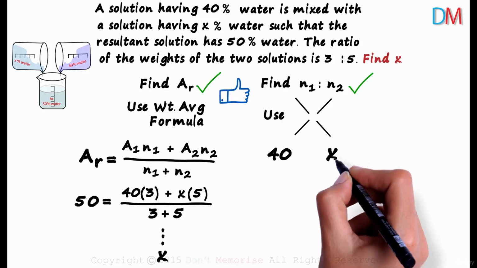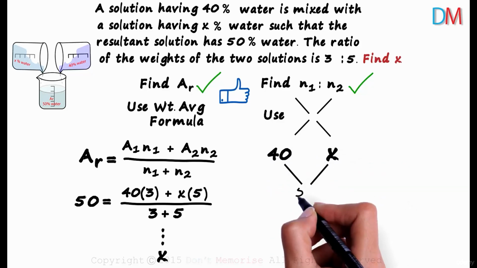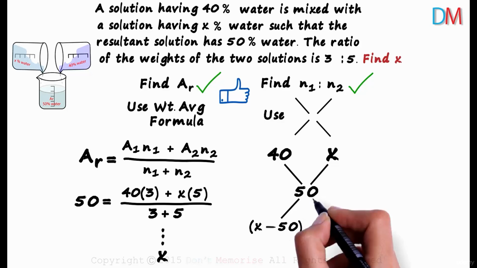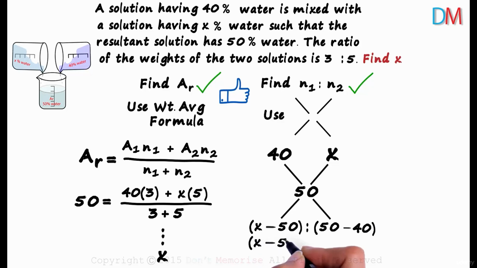40 and X are A1 and A2, and the water percentage in the resultant solution is 50%. Now clearly X has to be greater than 50, because 50 lies between 40 and X. Diagonal and greater minus smaller. We get X minus 50 here, and we get 50 minus 40 here. And this is a ratio. So the ratio is X minus 50 to 10, and this ratio is given to us as 3 to 5.